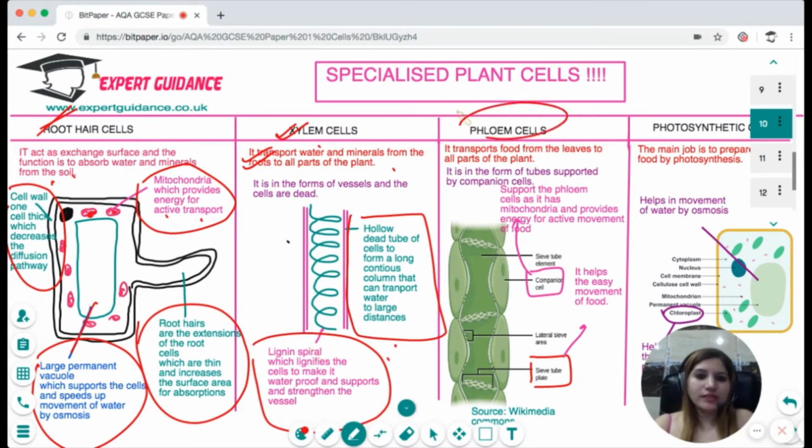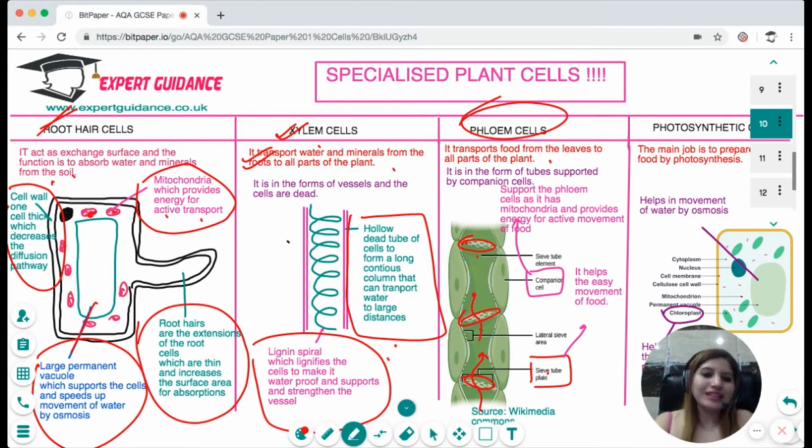The phloem cell is again a transporting tissue, but its function is to transport food from the leaf to all parts of the plant. Now, the phloem has lost the majority of its cell content so that it can have more room for the food. It is in the form of a sieve tube, and the cells at the end of the sieve tube are broken to form a sieve plate so that the food can easily percolate.